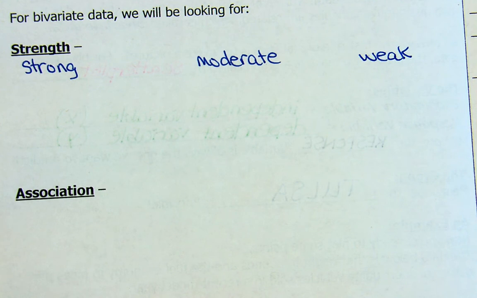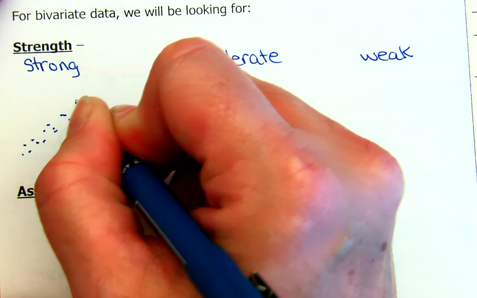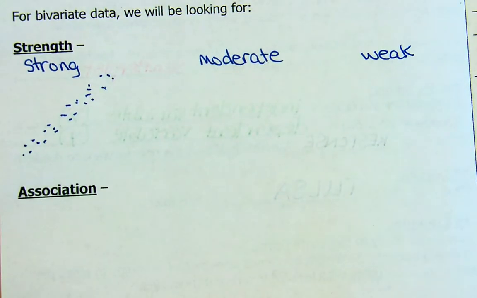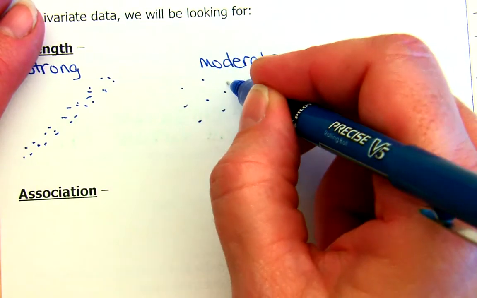So if it's strong, it just means whenever I look at the graph, it's pretty easy to tell exactly where that line would go. If we drew a line of best fit in there, we're going to know pretty well where that goes. Okay? The points fit close to that line. If it's moderate, you can still tell if it's positive or negative, but it's a little bit more spread out.